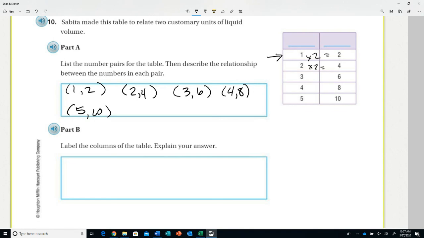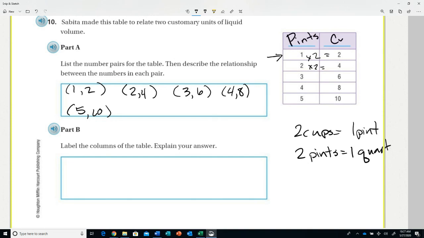So in customary units of liquid measure, a 1 to 2 ratio. Well, I know that there are 2 cups equaling 1 pint, and I also know that 2 pints equals 1 quart. So it is your choice. You decide what you want to label this, just so long as you label it properly. I'm going to take the first one. This would be pints to cups. Or you could do quarts to pints. You cannot do quarts and cups.